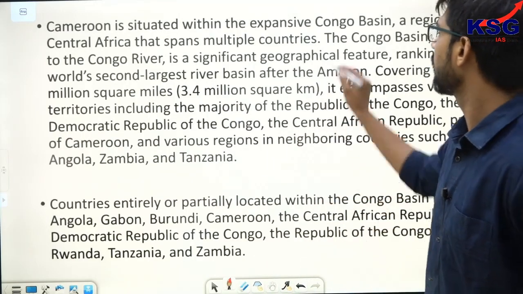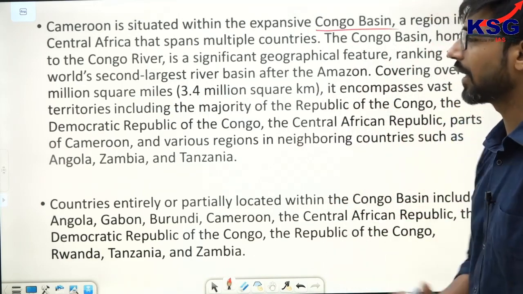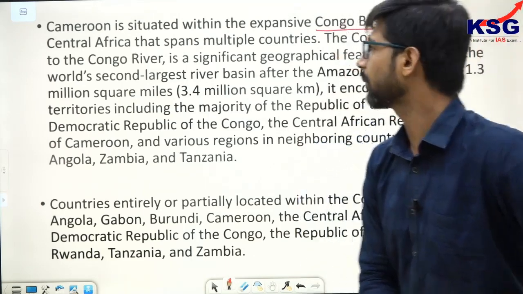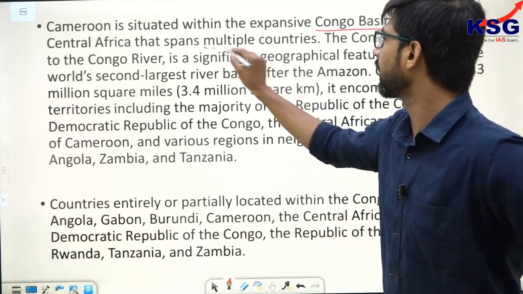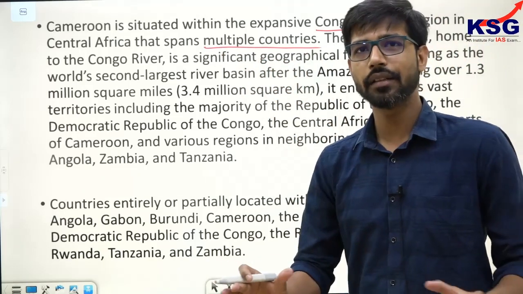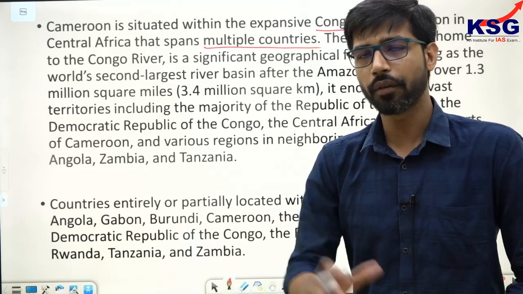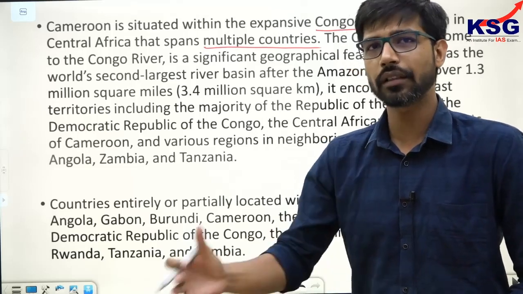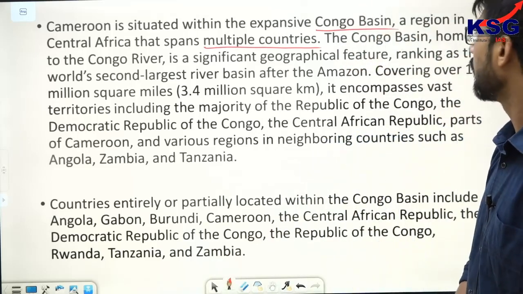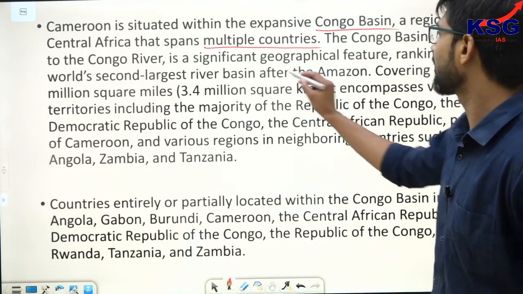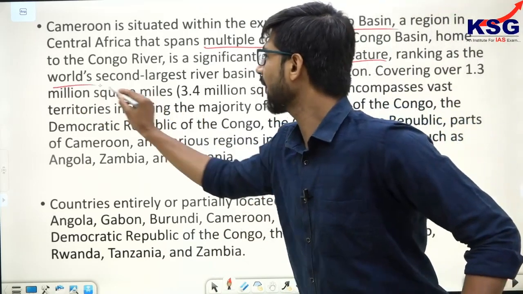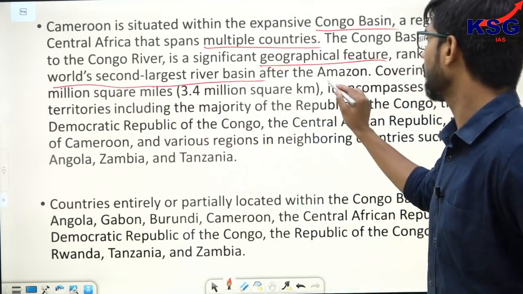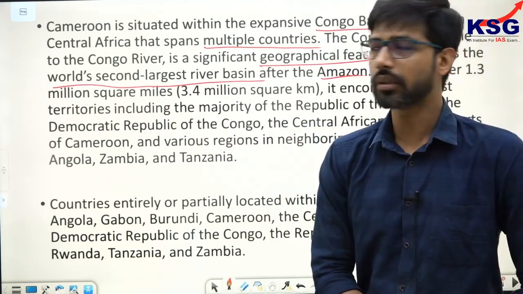Cameroon is situated within the expansive Congo Basin. We'll try and find it out through the diagram subsequently. This is a region in Central Africa that spans multiple countries. Congo Basin basically is a basin which is associated with the Congo River. From wherever the Congo River moves on, that is going to be considered as the basin of Congo. This is home to significant geographical features, and this is ranked as the world's second largest river basin after the Amazon, which is located in South America.